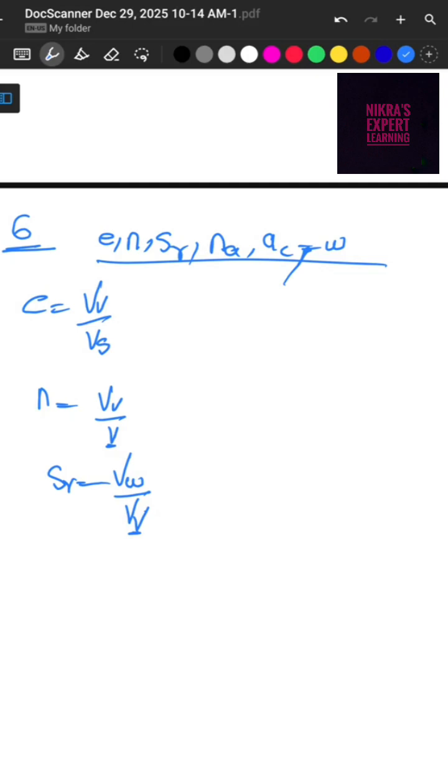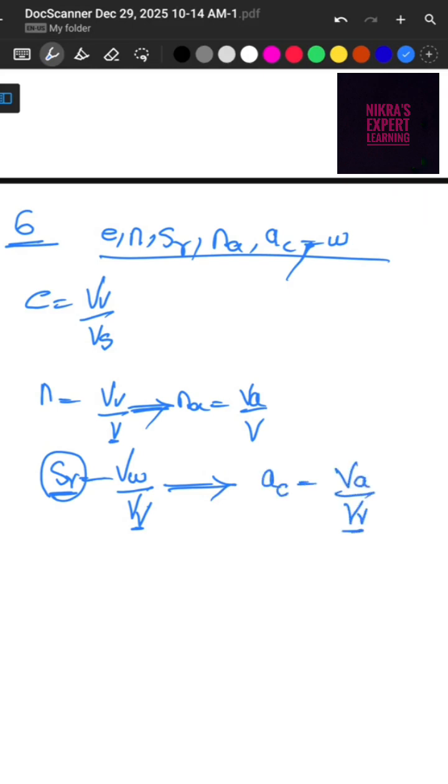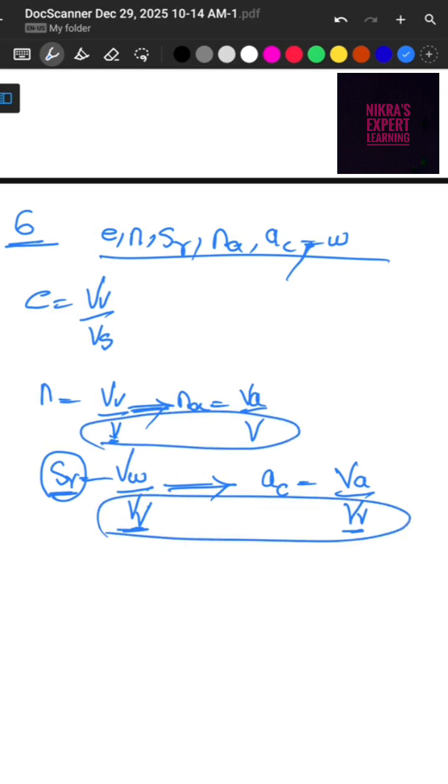So understand, similarly in air, so this is for water, right? Degree of saturation is for water. Similarly we are having air voids. So percentage of air voids is nothing but Na. Na is equal to Va by V. So this is similar to this. And similar to degree of saturation for water, we are also having air content. Air content is Va by Vv. So here Vv, the denominator for both is same. Here V is same, here Vv is same. Okay, the denominator is same.